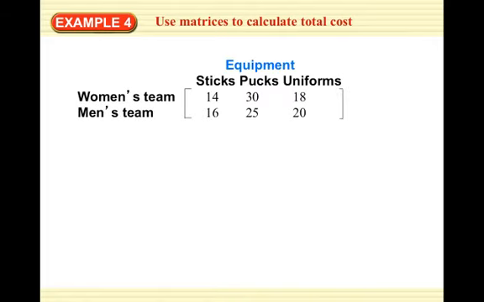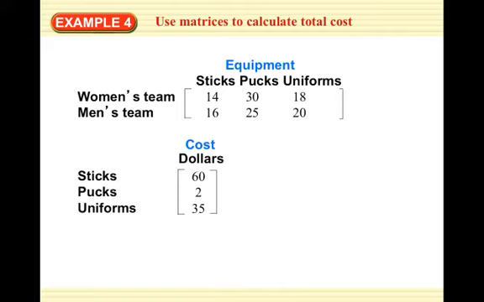All right, so for our equipment matrix, again, we want the columns to be sticks, pucks, and uniforms. And so the rows would be, there's going to be a women's team row and a men's team row. So just like it says in your table, you want that to be reflected in your matrix. Women need 14 sticks, 30 pucks, and 18 uniforms. The men's team needs 16 sticks, 25 pucks, and 20 uniforms.